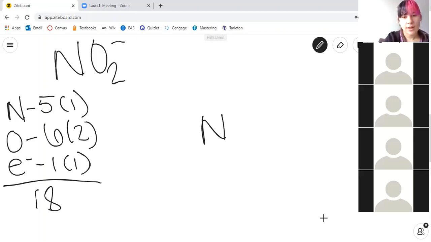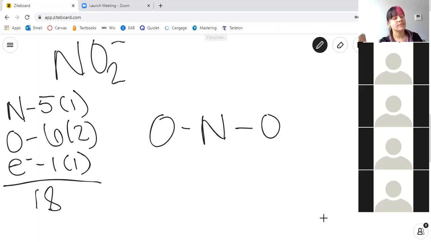So now we're going to draw it out. We're going to attach our oxygens. I know we did nitrite yesterday. It's just a relatively easy one to show that does have a formal charge on an atom.